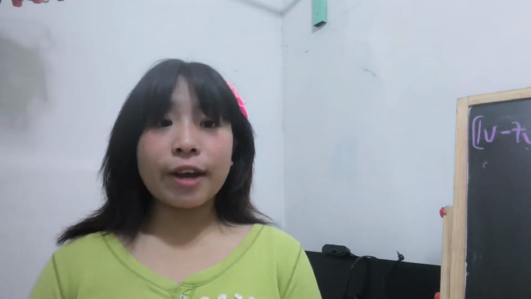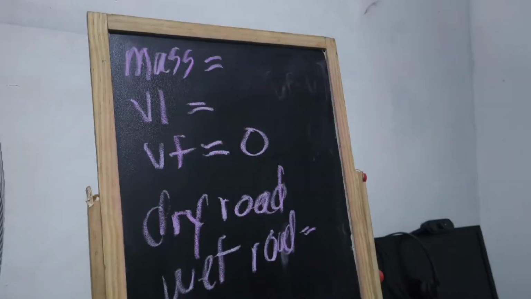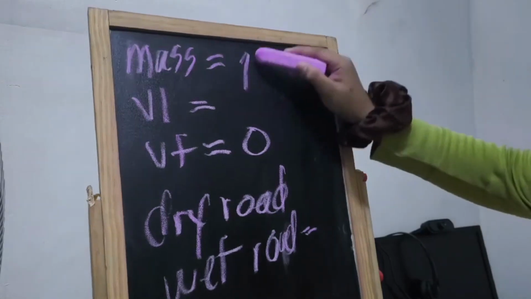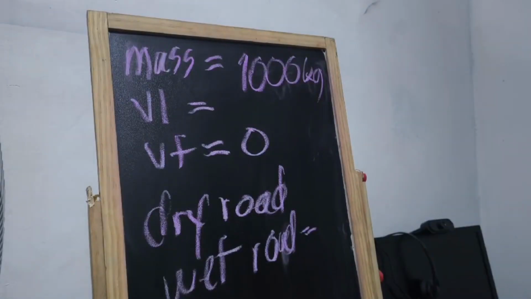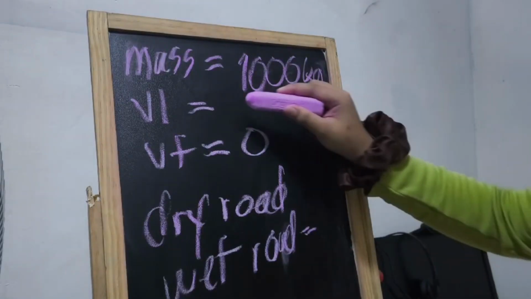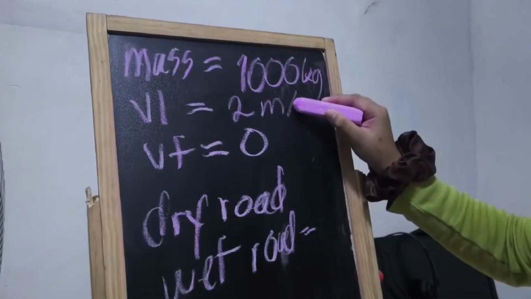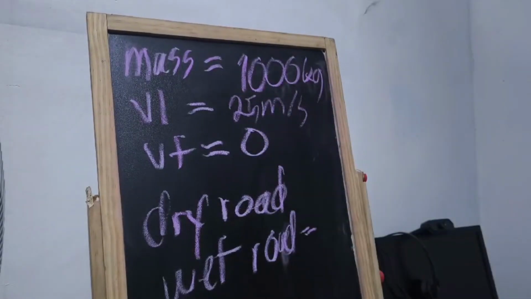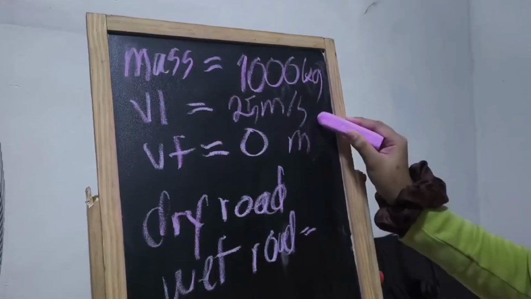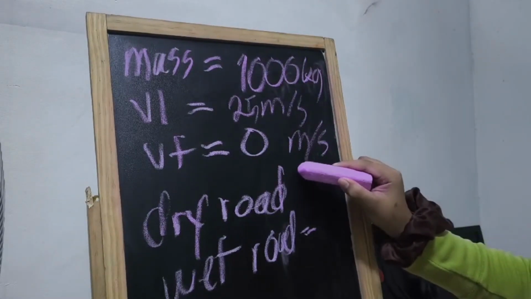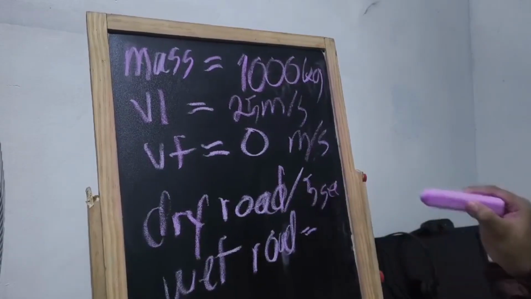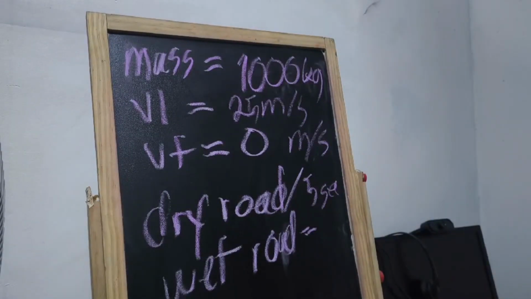So let us identify the given values. First, we will list all the information given in the problem. The mass of the car is 1,000 kilograms. The initial velocity is 25 meters per second. The final velocity is 0 meters per second. The dry road stopping time is 5 seconds. The wet road stopping time is 8 seconds.